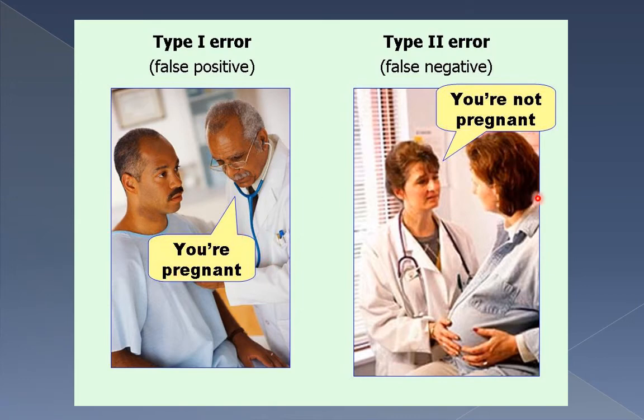By the same token, we can look over here at this clearly pregnant lady and see that the physician has told the lady that she is not pregnant. This is a false negative or type 2 error because we are accepting the null hypothesis of absence of pregnancy when in fact the alternative hypothesis, or presence of pregnancy, is true.